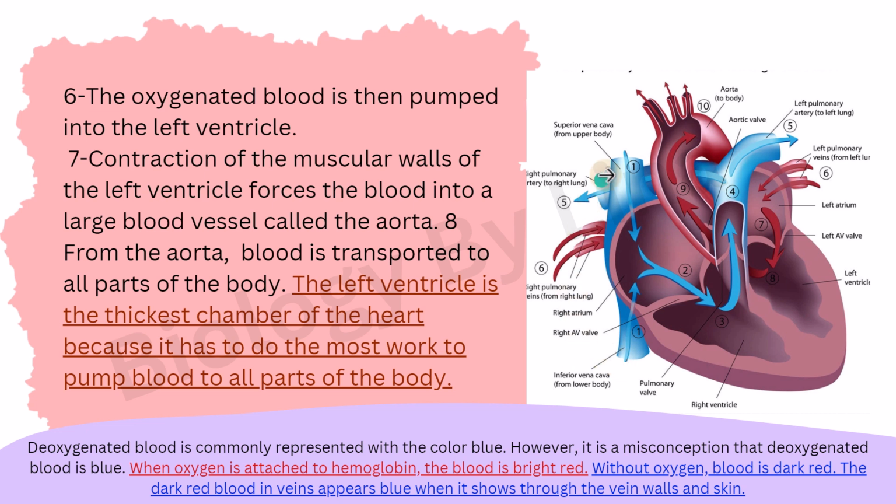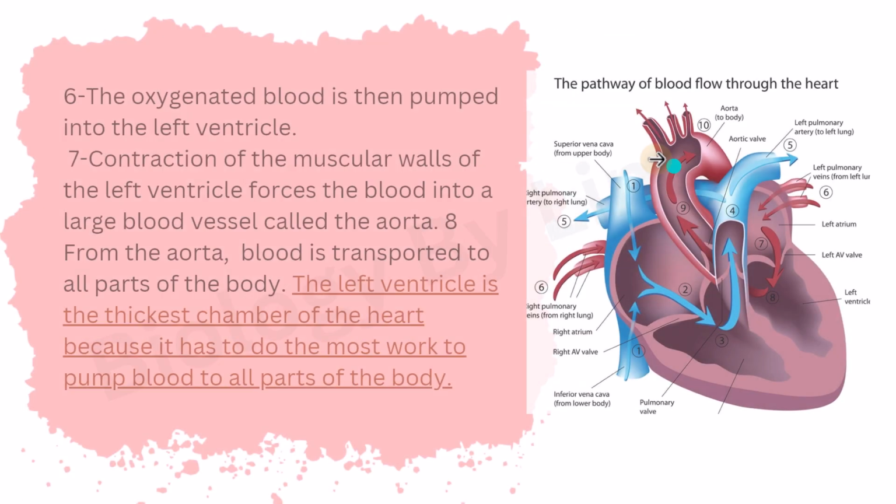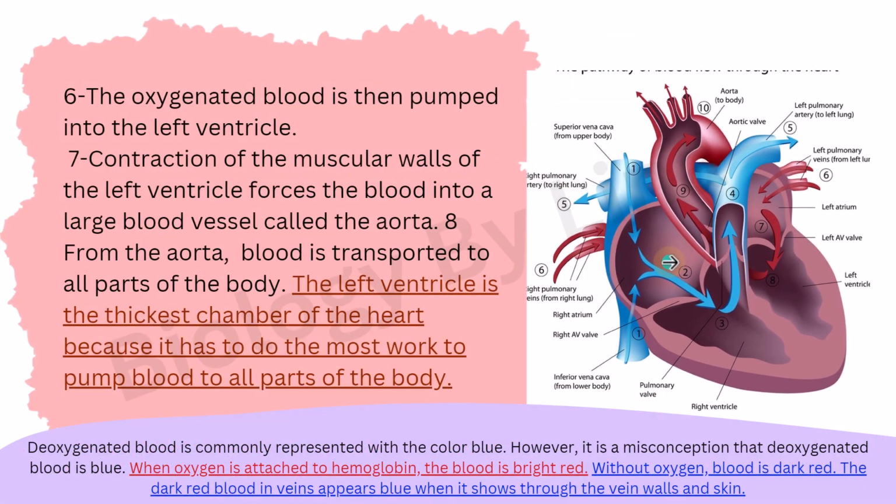So the deoxygenated blood that comes from the body goes through two large veins, which are the superior vena cava that comes from the upper parts of the body, and the inferior vena cava that carries the deoxygenated blood from the lower part of the body. Both of them go to where? Go to the right atrium. So in the first point, the deoxygenated, or oxygen-poor, blood enters the right atrium through the superior and inferior vena cava, the two large veins that enter the right atrium.